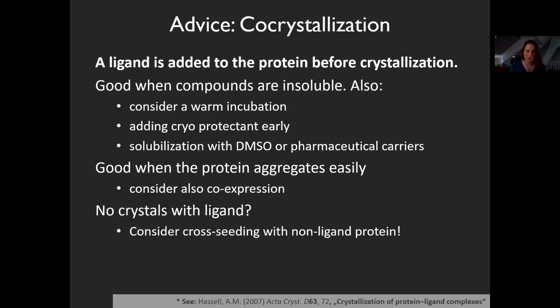They're also good. So co-crystallization is also good when the protein aggregates easily, so that you don't have to soak it later. You can do this at the start. You can also consider doing a co-expression, which sometimes stabilizes the whole purification process. And if you get no crystals with ligand, but you get some crystals without, you can also consider cross-seeding with a non-ligand protein. So you grow your crystals without, you take a tiny crystal, do macro-seeding into the solution that contains the ligand, and hope it will grow and grow and grow and include the ligand, and there was just a nucleation problem.